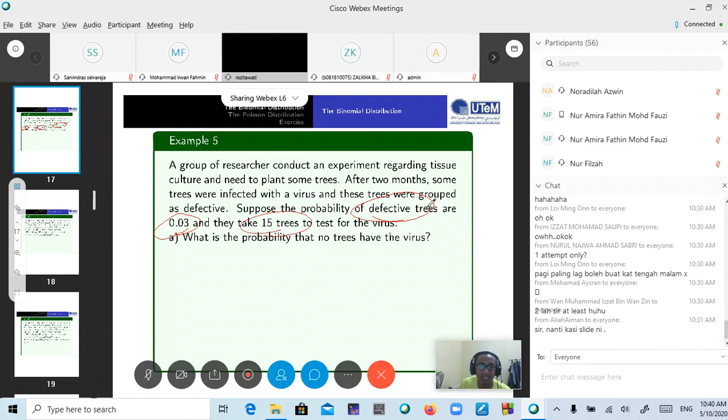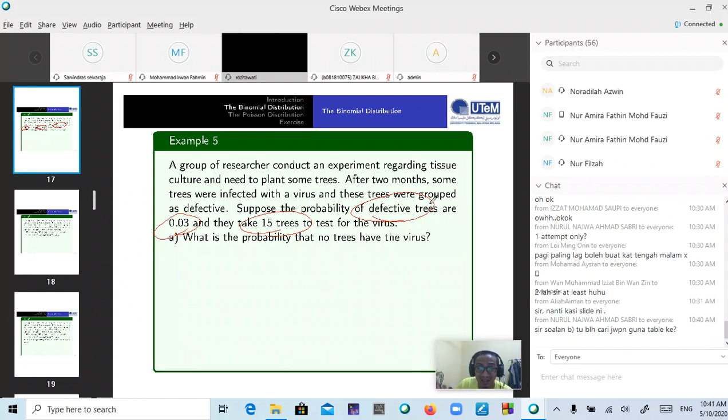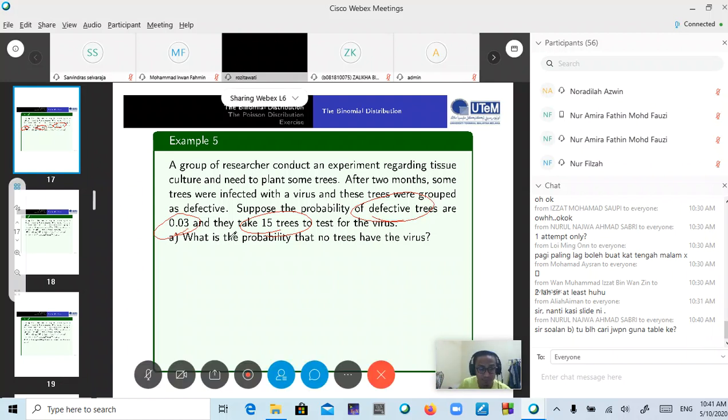So we know that this one is binomial. Why binomial? Because your outcome is only 2, which is defective and non-defective. There are only 2, either defective or non-defective. So when there are 2 outcomes, we must use the binomial distribution.